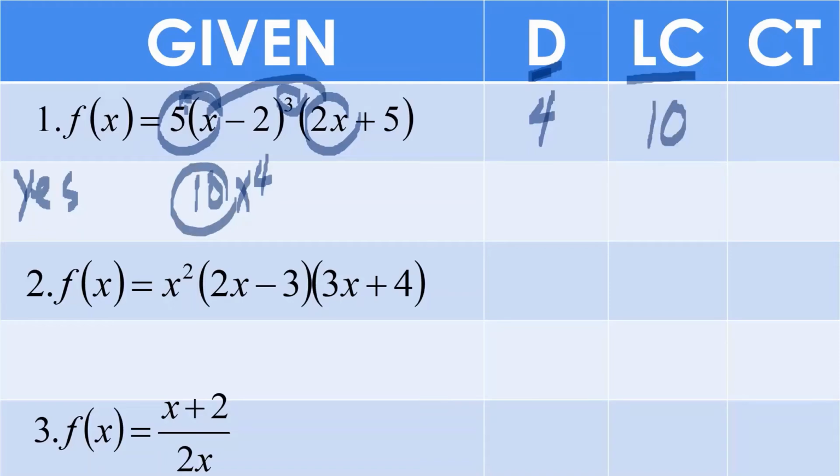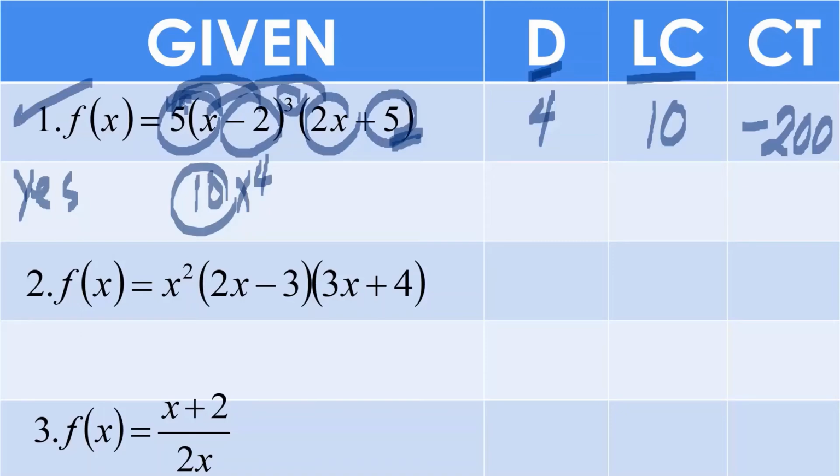For the constant term, when you take negative 2 to the third power, it's negative 8, and then negative 8 times 5 outside is negative 40. And then negative 40 times 5 here is negative 200. Again, let's repeat that. Negative 2 cubed is negative 8. Negative 8 times 5 is negative 40. Negative 40 times 5 here is negative 200. So the constant term is negative 200. We're done with number 1.